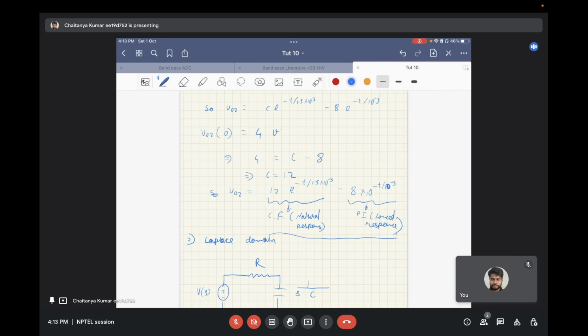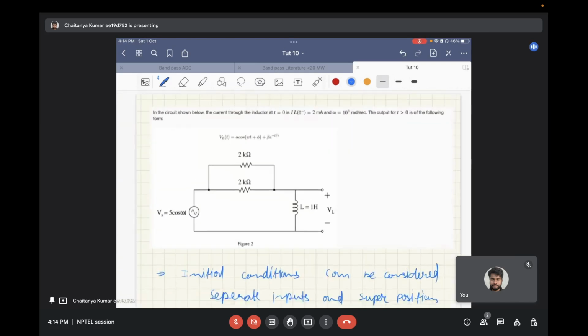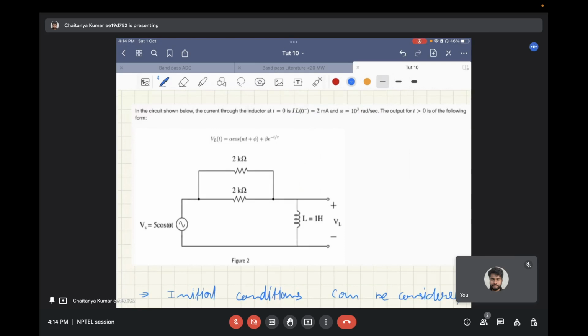And Laplace domain is a quicker solution, provided that you don't have any initial conditions. In case of initial conditions, we will see in later questions what we have to do. So now this is a question with the initial conditions. So we will solve it with Laplace transform.